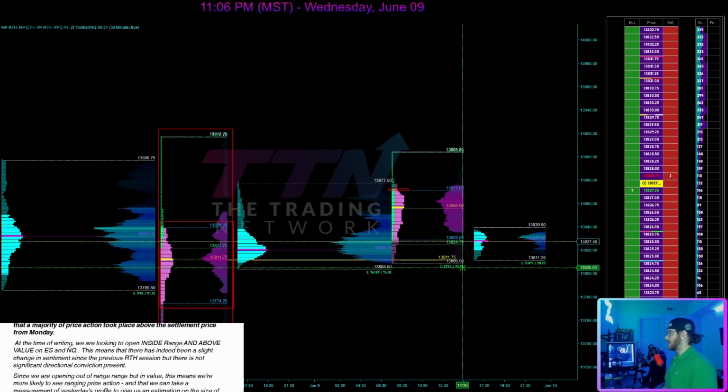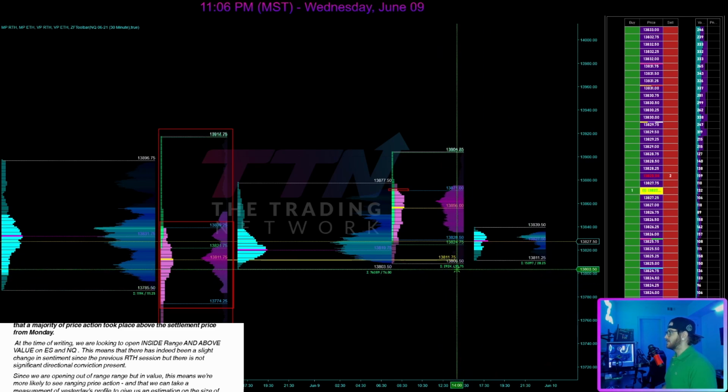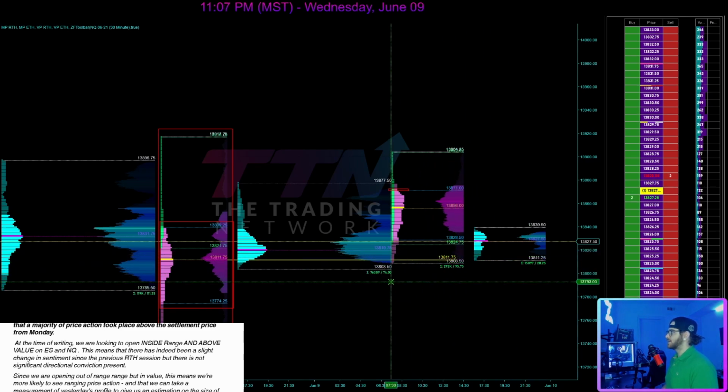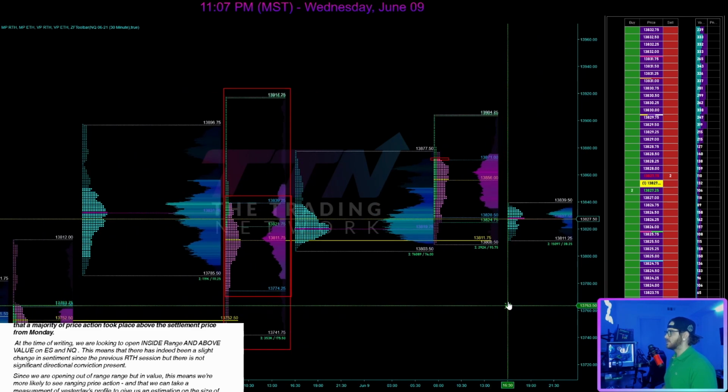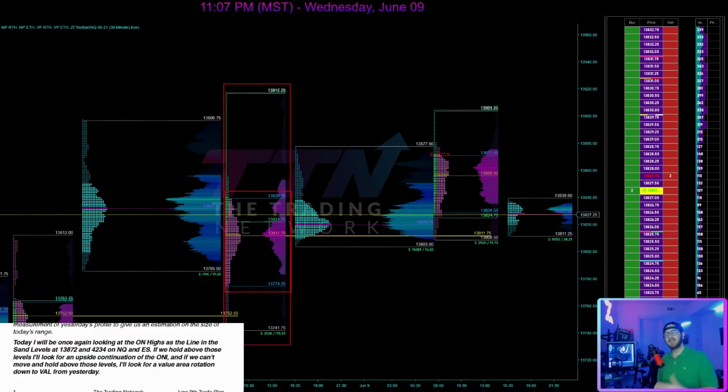But today there just was not a lot of trading activity going on. I mean, you can see just the size of the contracts comparatively is very small to what we're used to. So into the line in the sand levels, today I was once again looking at the overnight highs as the line in the sand levels at 13,872 and 42.34 respectively on ES and NQ. If we can move and hold above those levels, I was looking for upside continuation of the overnight inventory and a move to new highs. And if we could not move and hold above the overnight highs, which we did not, then I was looking for a value area rotation and very likely a move back into or towards our value area low from yesterday.